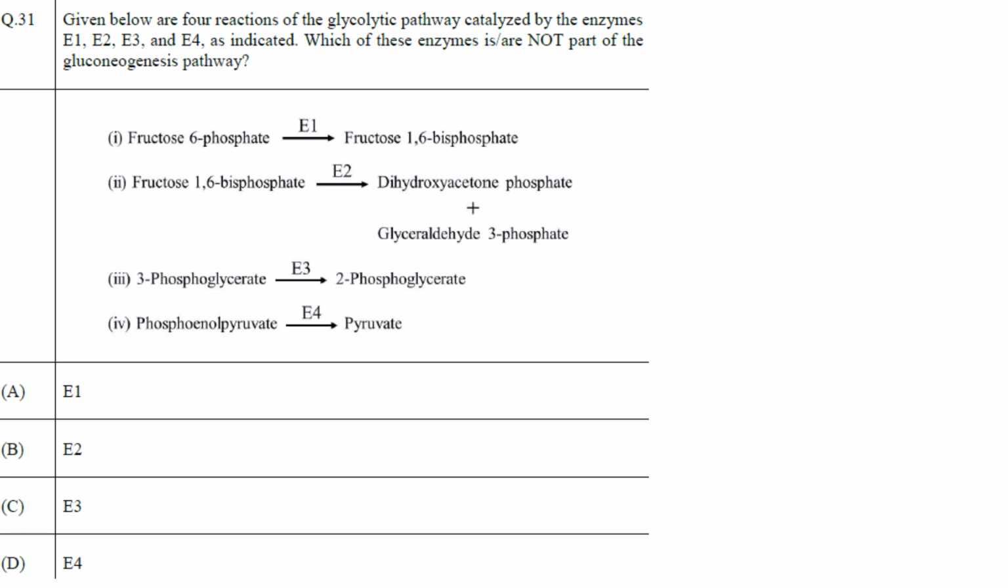So these two enzymes, that is E1 and E4, do not participate in the gluconeogenesis pathway. But in glycolysis, the E1 enzyme and E4 take part. Gluconeogenesis is the reverse of glycolysis.